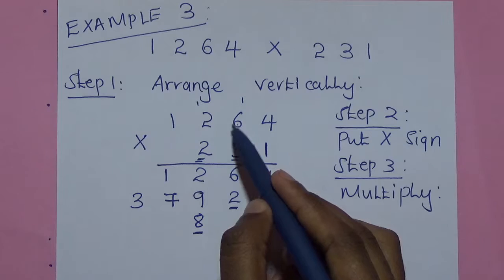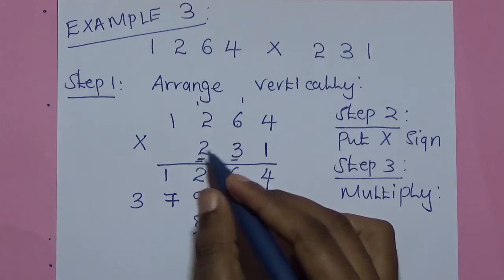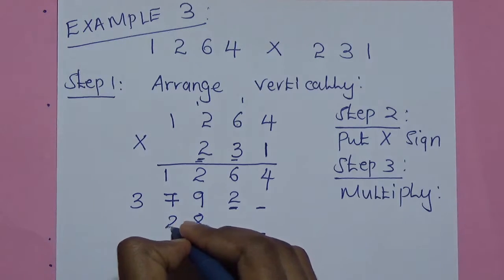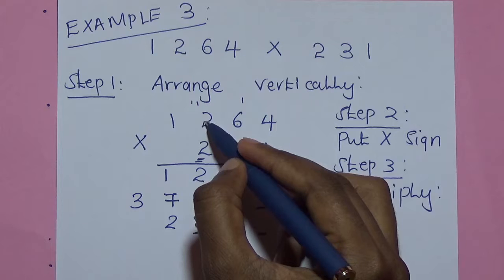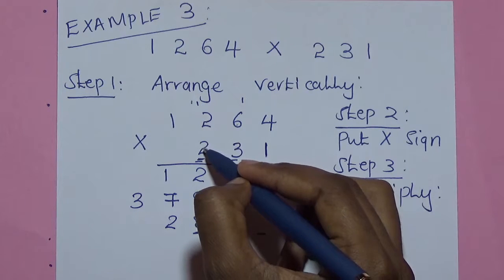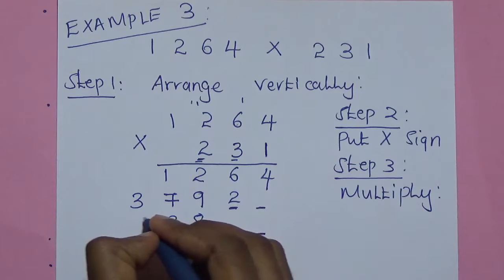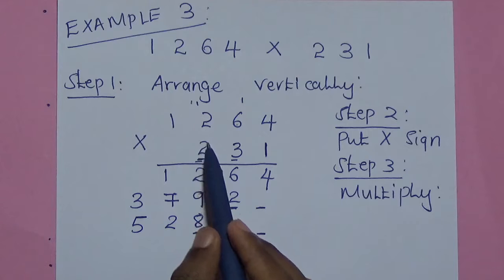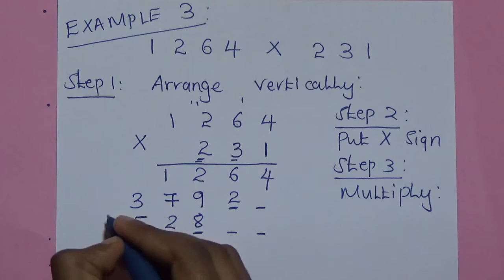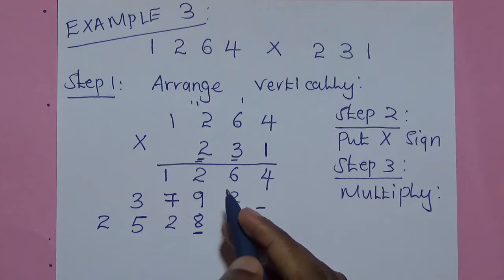Then 6 multiplied by 2 will give you 12. We write 2, we carry 1. Then 2 multiplied by 2 will give you 4. We add the one we carried, you have 5. And finally, 1 multiplied by 2 will give you 2. So we are done with multiplication.